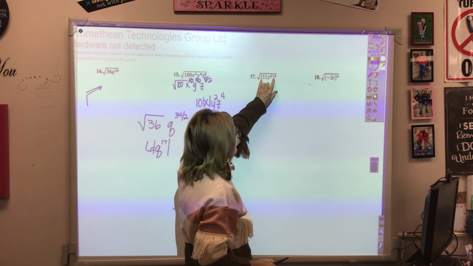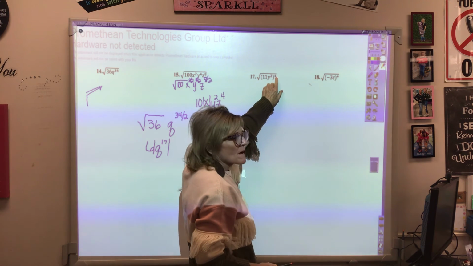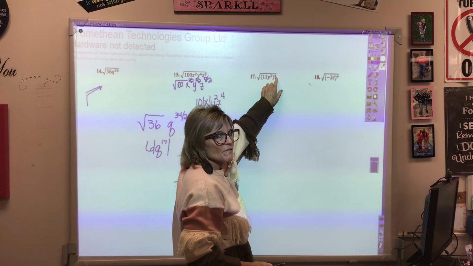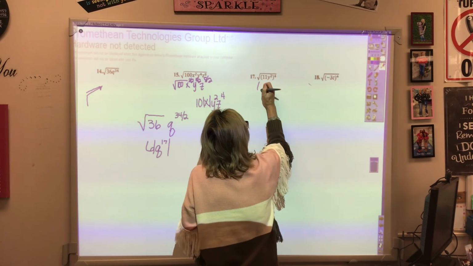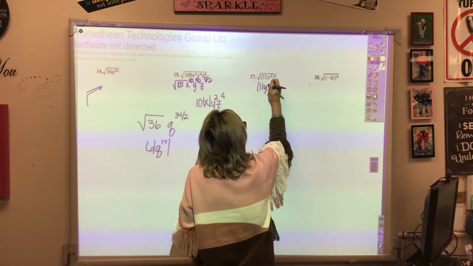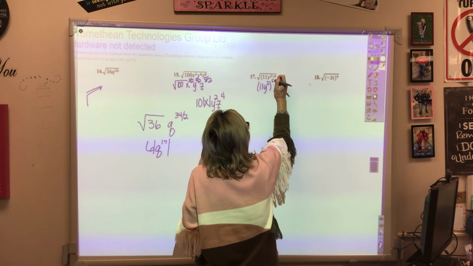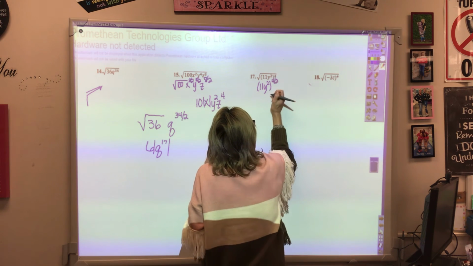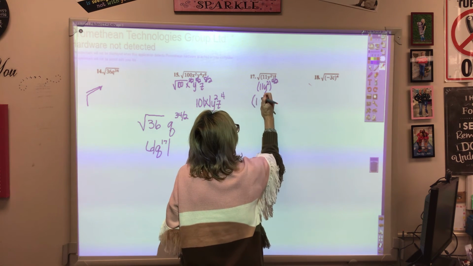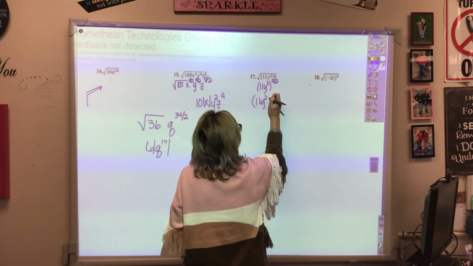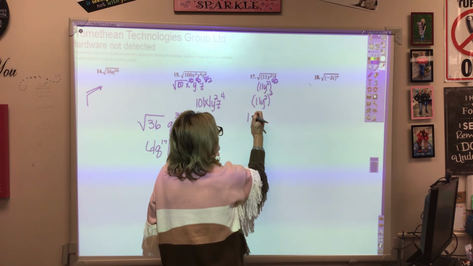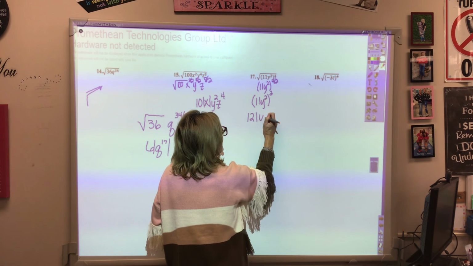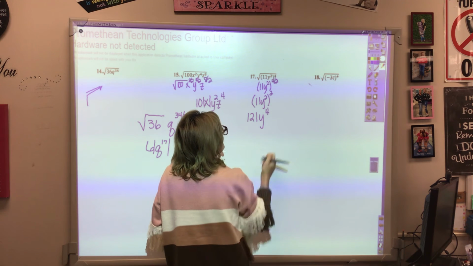Now since this one, the whole thing is raised to the 4th power, to take the square root of it, you divide the power by 2. So we would have 11y squared all to the 4th divided by 2, which is going to give us 11y squared all squared, which would equal 121y to the 4th.